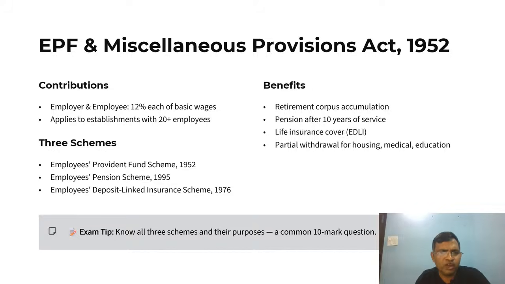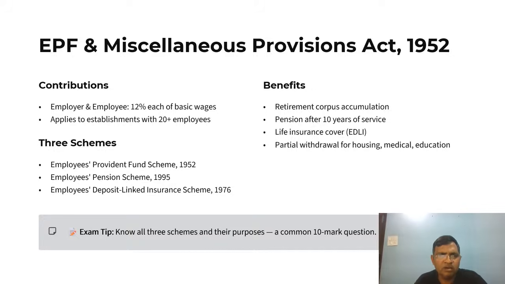Then the EPF and Miscellaneous Provisions Act 1952, the contribution. Employee contribution should be 12% of basic wages. It applies to all establishments with 20 plus employees. The benefits of this Act are retirement corpus accumulation, pension after 10 years of service, life insurance coverage, that is EDLI, and partial withdrawal for housing, medical, and education.